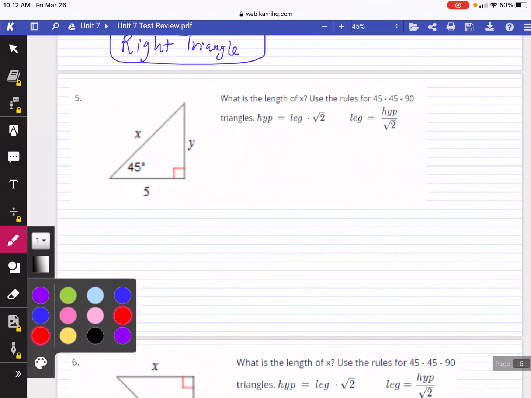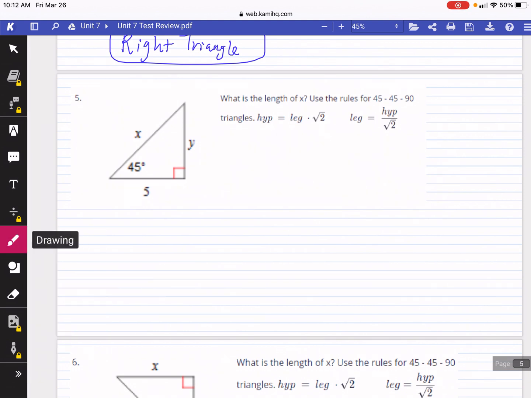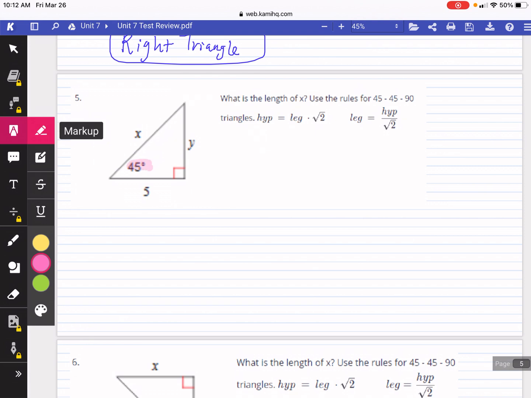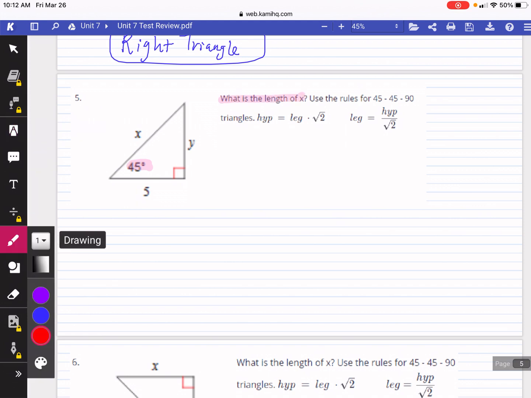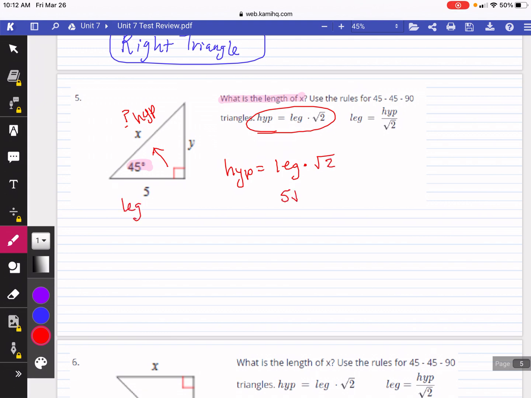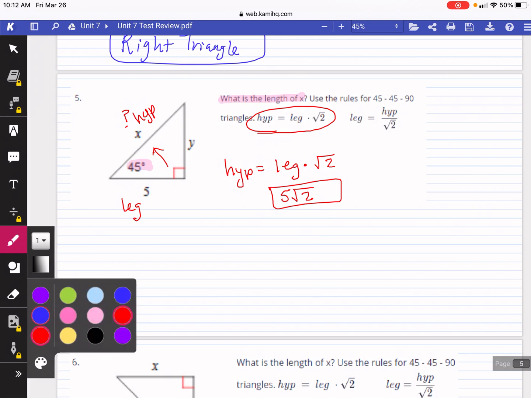We're moving on now to the 45, 45, 90 triangles. Always check your angles. Since this is a 45, 45, 90, I'm able to use the rules for 45, 45, 90. And here we want to find the length of x. If you look at x, it's actually across the 90 degrees. So it's the hypotenuse. So we're going to use the formula for hypotenuse, which is equal to leg times square root of 2. Here our leg is 5. So our answer is going to be 5 square root of 2.